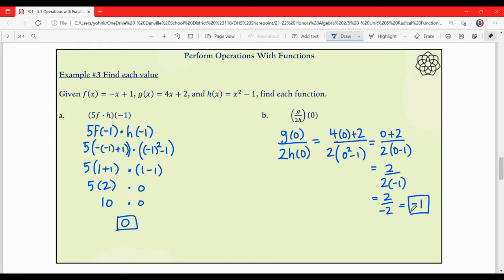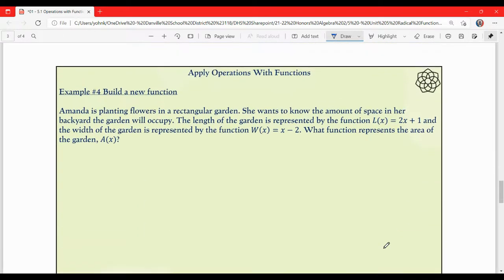So just be careful. There's lots of places where you can make small errors. So just watch your signs, watch your numbers.